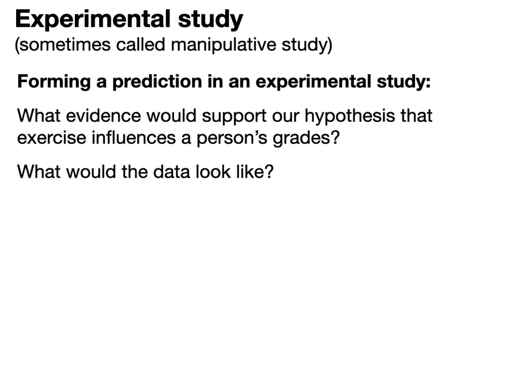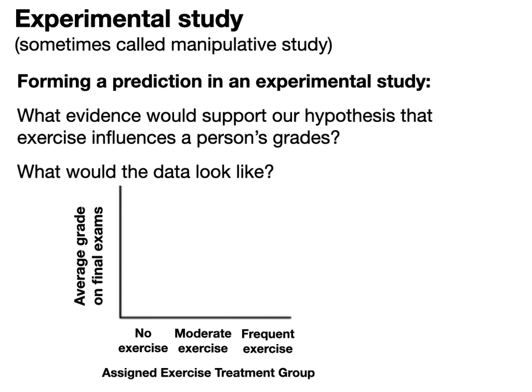So let's form a prediction for this experiment. What kind of evidence would support our hypothesis that exercise influences a person's grades? What would the data look like? Well, in my hypothetical study, I've got these 3 treatment groups here, and I might expect to see something like this, where the distribution of grades in the no exercise group is significantly lower than the moderate exercise group, which is also lower than the distribution seen in the frequent exercise group.